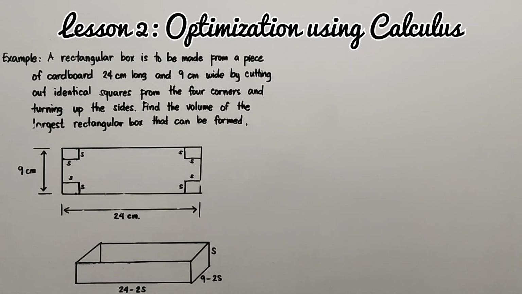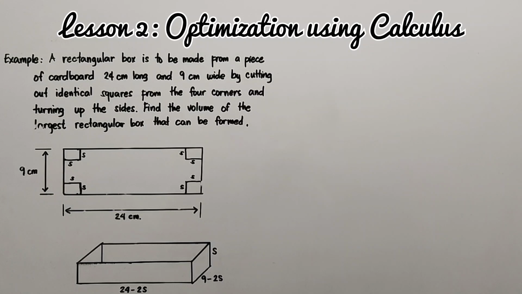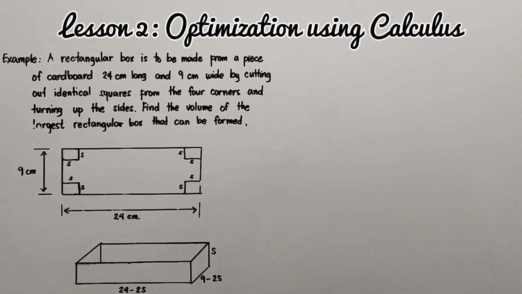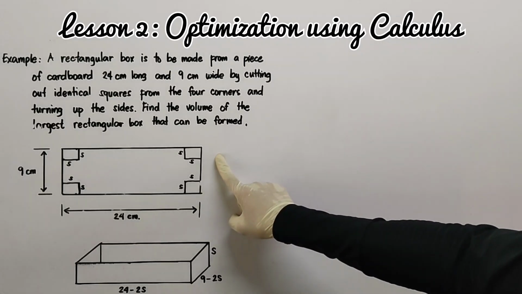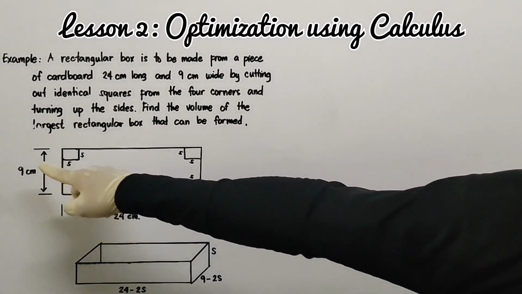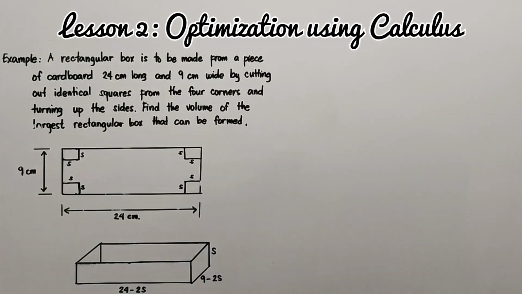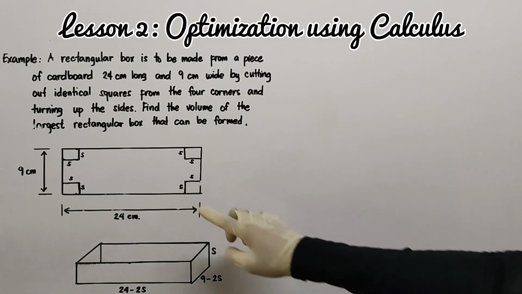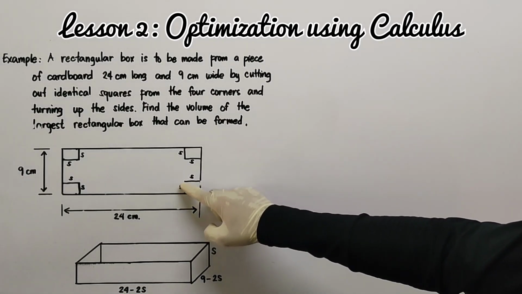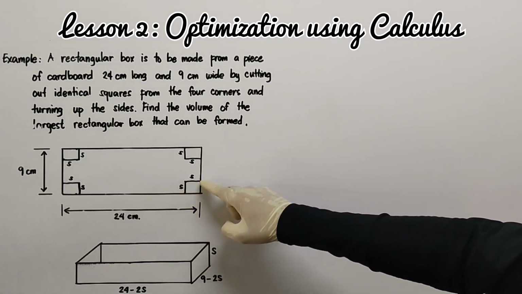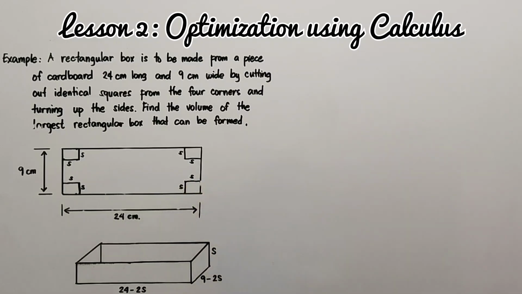When can we have the largest rectangular box from this dimension? That is, if the volume is the greatest or the maximum. According to the given, the dimension of the box is from the cardboard with the dimension 24 cm and 9 cm. Since we will cut identical squares from the four corners, the dimension of this part is s, since this is a square.